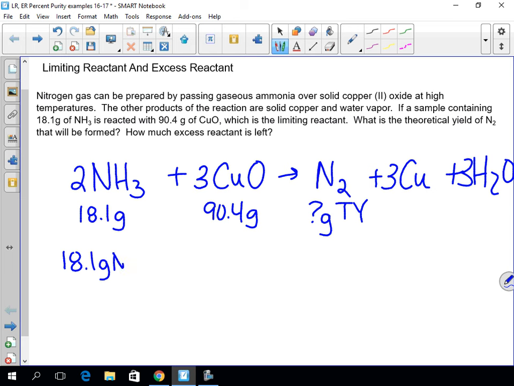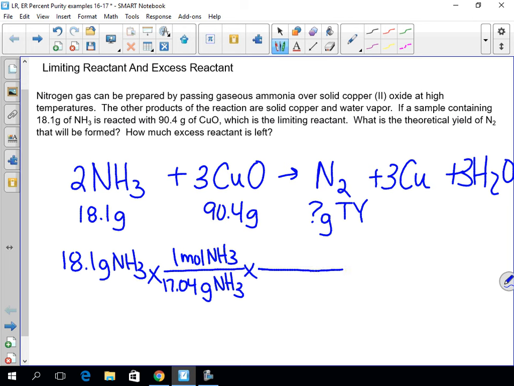18.1 grams of ammonia, and we know grams is pretty much useless to us. We always need to change that into moles first. Grams of ammonia on the bottom, 1 mole of ammonia at top. I'm not going to write out the molar mass problems, but I do want you to be extremely careful. The molar mass of ammonia is 17.04. Notice that this first step here, the only number I can put in front of moles is a 1.